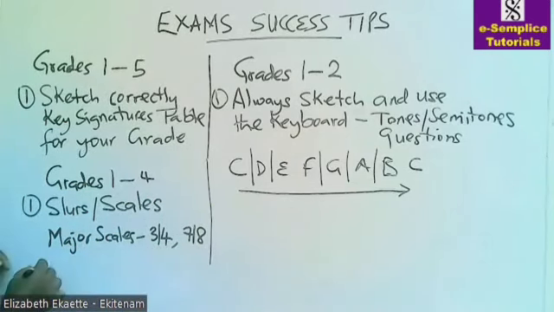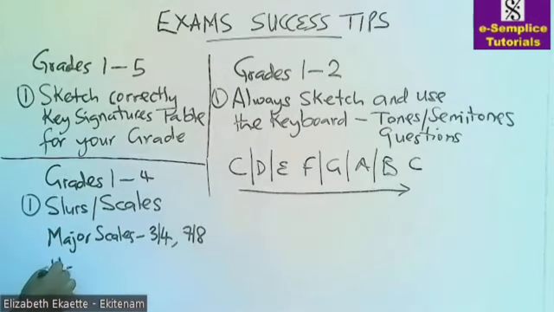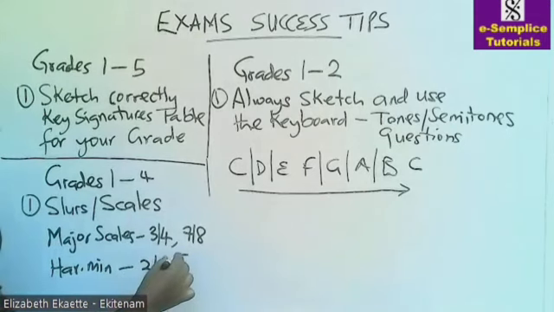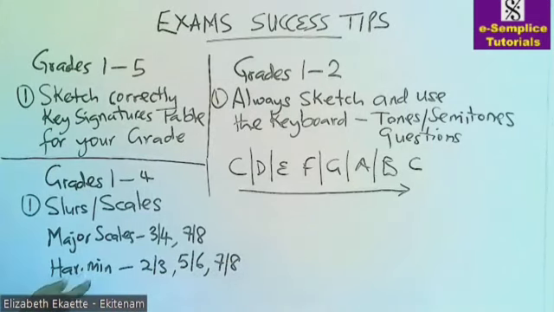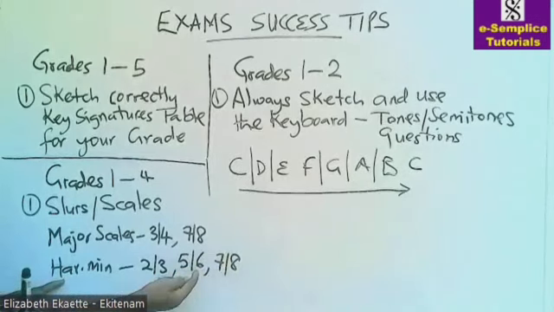Now, I move to minor. From grades 2 to 4, you'll be working with minor scales. For harmonic minor, the slurs are at 2/3, 5/6, 7/8 in an ascending scale. But when you are writing a descending harmonic minor scale, you now go 8/7, 6/5, and 3/2.